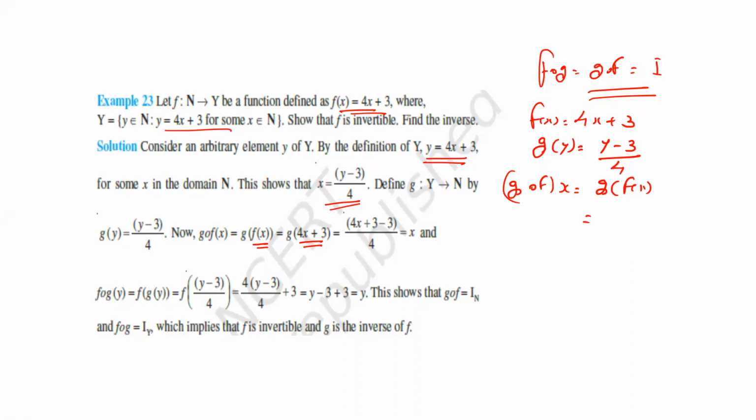Similarly, f composition g of y. What is f composition g of y? F of g of y. What is our g of y?